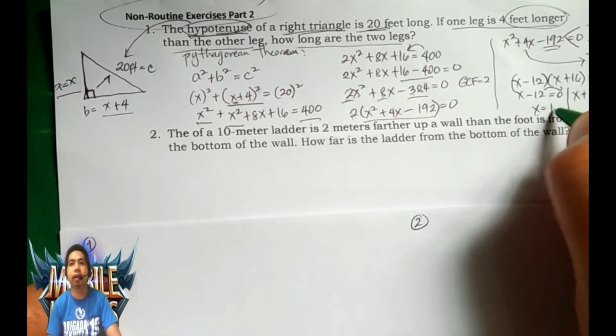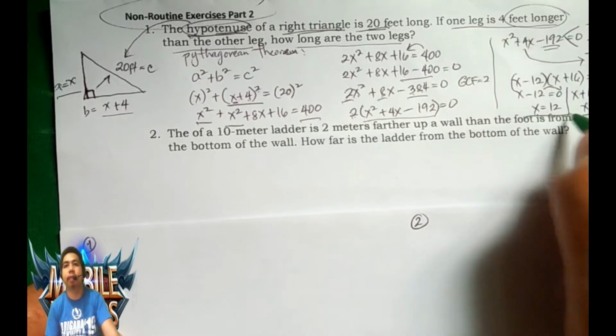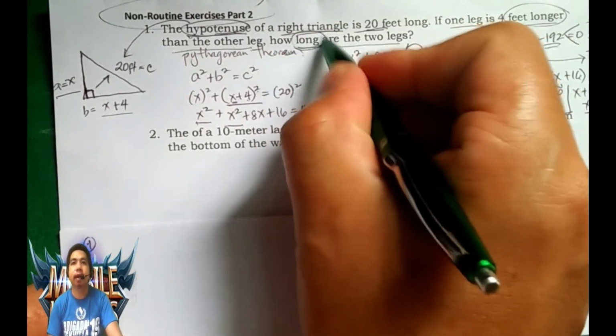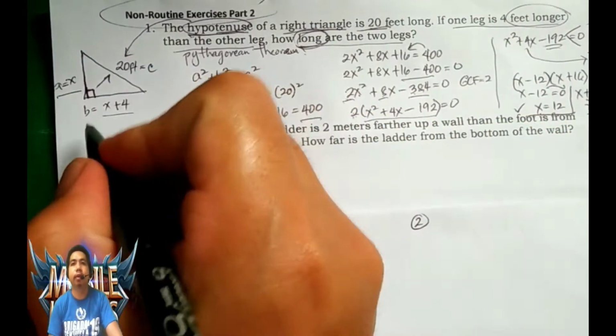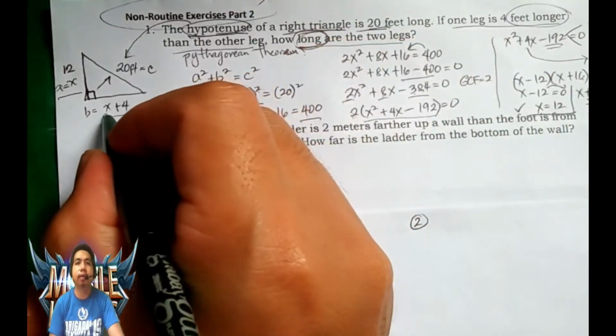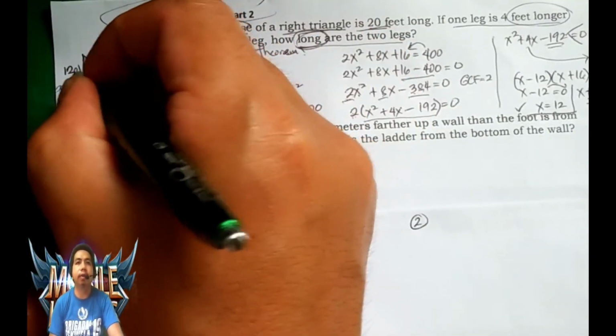And transpose lang natin yung negative 12, so x is equal to positive 12. Transpose din nyo yung positive 16 sa kabila, magiging negative 16. But, since ang hinahanap natin is a distance, take note, walang negative distance. So, cross out na natin yung negative 16. So, ang kukunin natin sagot ay yung positive, that is positive 12. Ibig sabihin, kung ito yung length ng isang leg ng right triangle, then 12 plus 4, that is equal to 16.